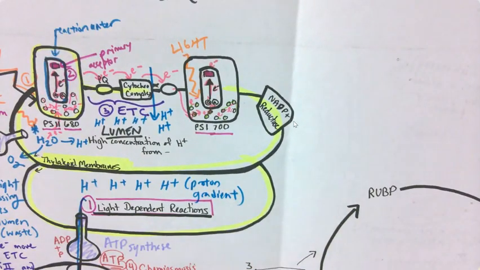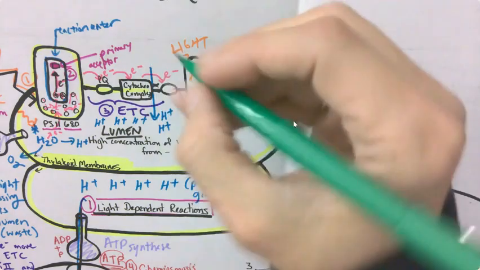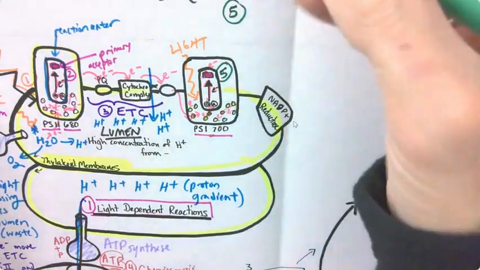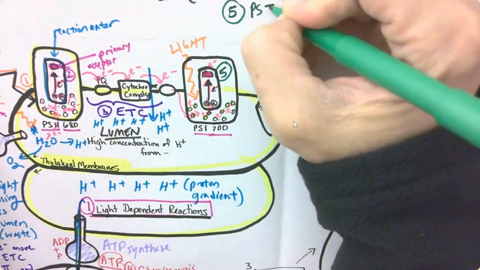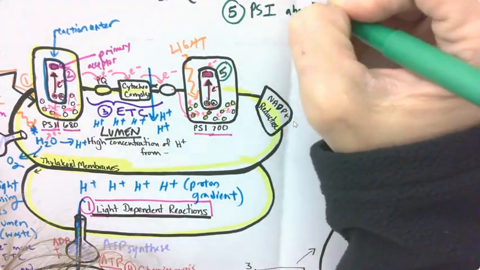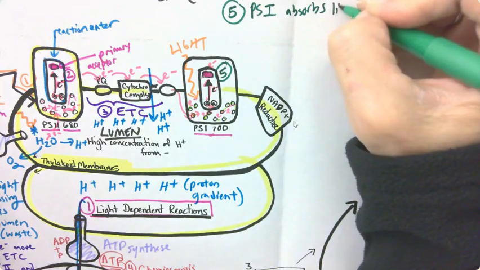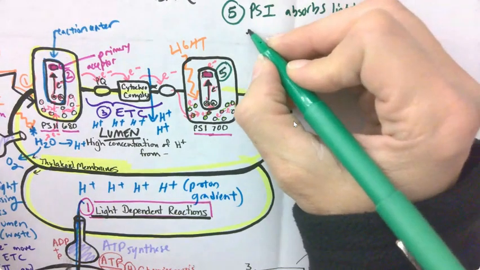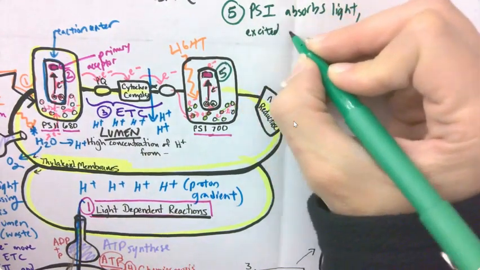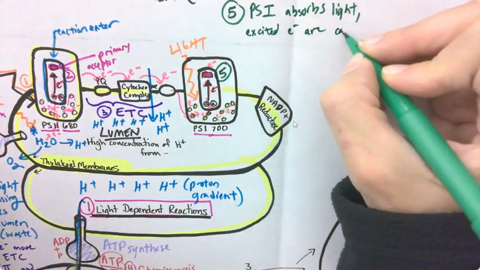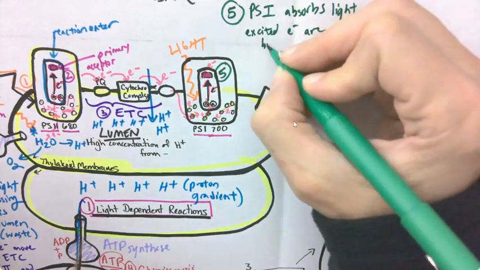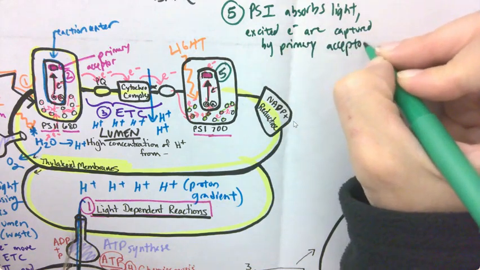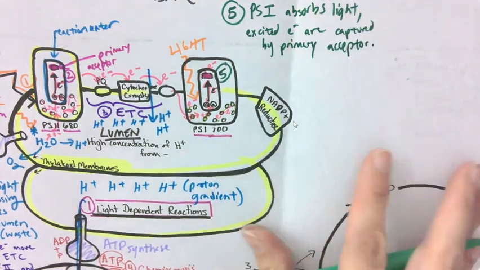So once again, we have high energy electrons up here because light has charged the electrons in photosystem 1. Let's call that step 5. Step 5 is photosystem 1 absorbs light and excited electrons are captured by the primary acceptor protein in photosystem 1.